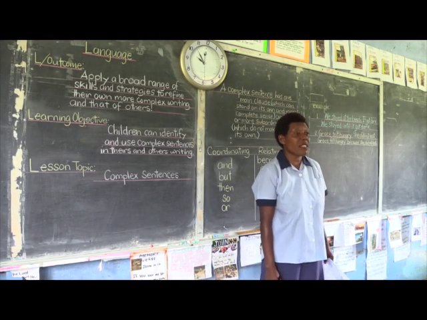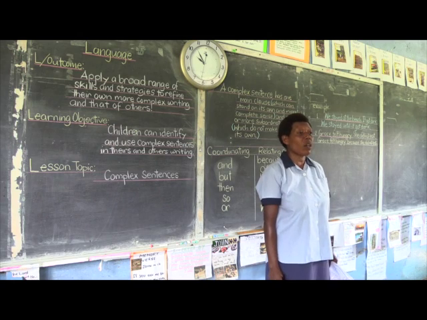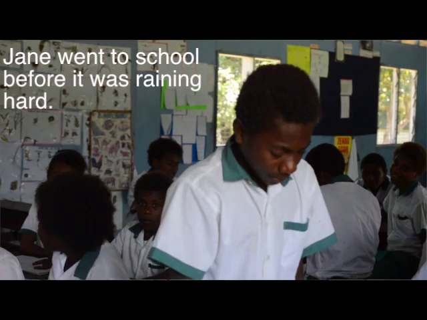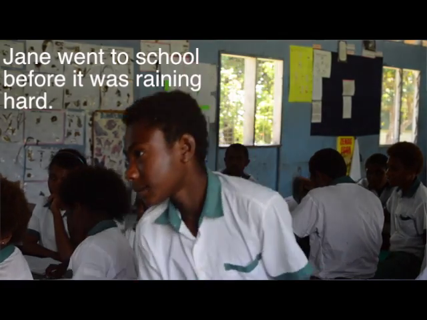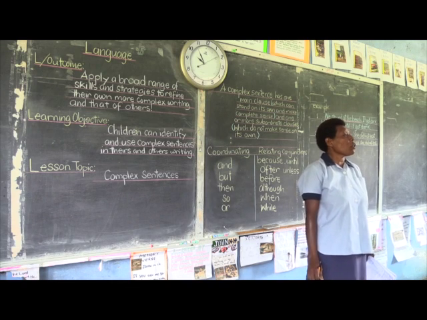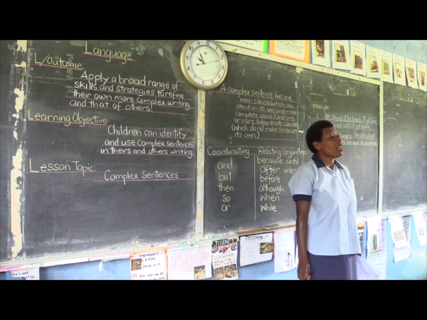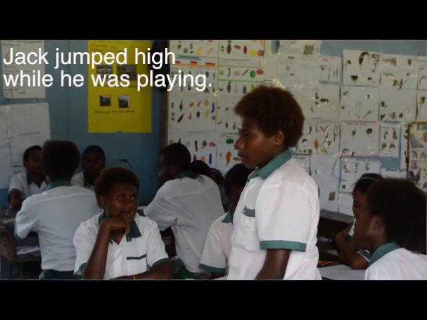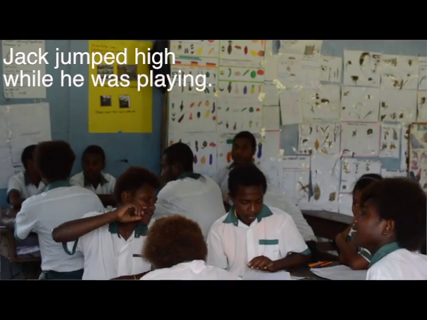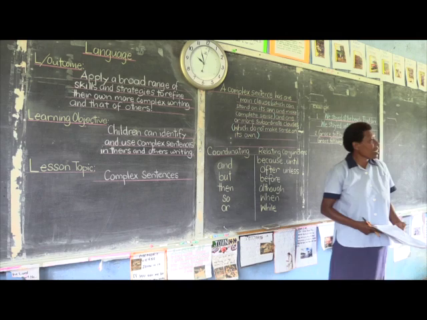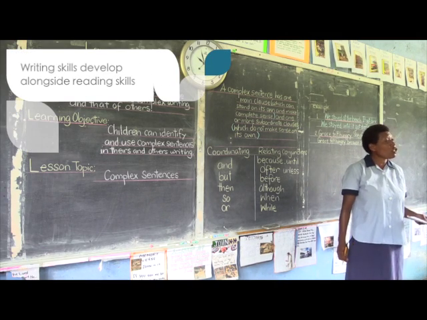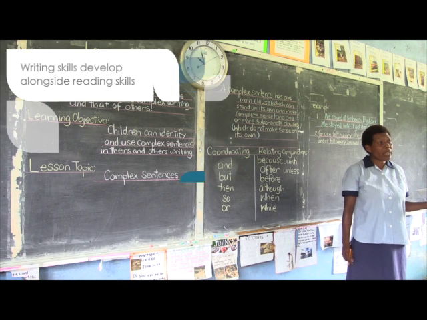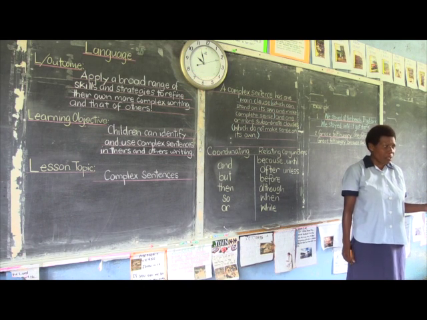Let's have some of the sentences that you have written down on your paper. Jane went to school before it was raining hard. Very good. Anybody else would like to give his or her sentence? Jack jumped high while he was playing. Very good. I'm glad you have used the relating conjunctions to make complex sentences.